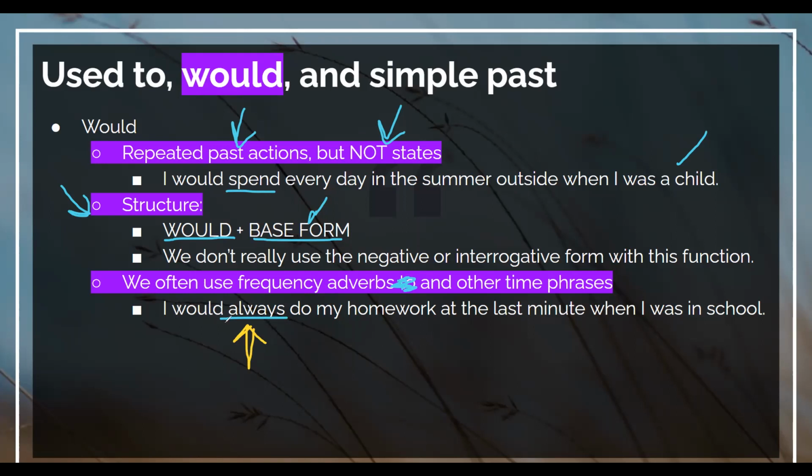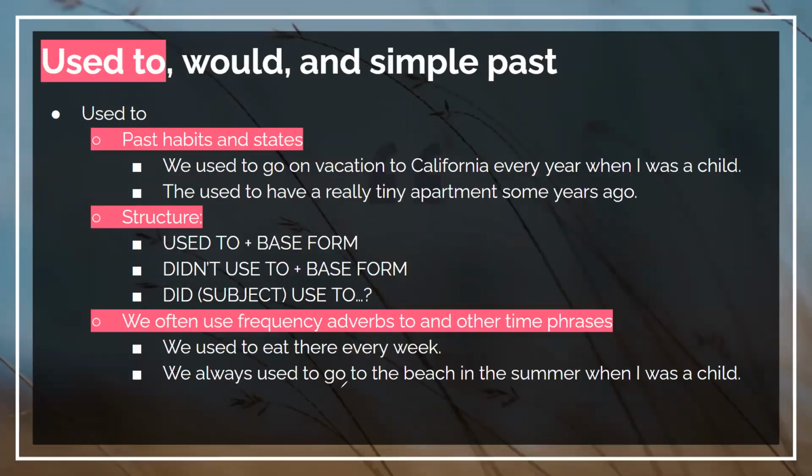So I would always, notice how it falls in the middle, just between would and the verb. Frequency adverbs always go in the middle in this structure. They always go between would and the other verb. Whereas if we think about the previous structure, always comes before used to, not in the middle, but before.